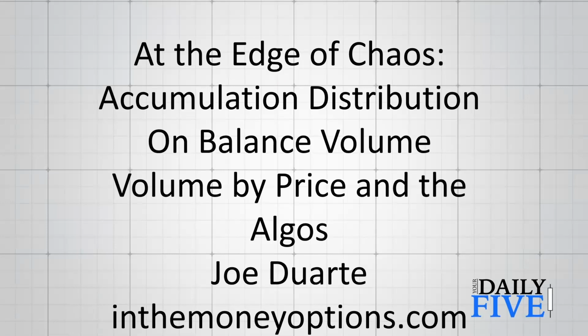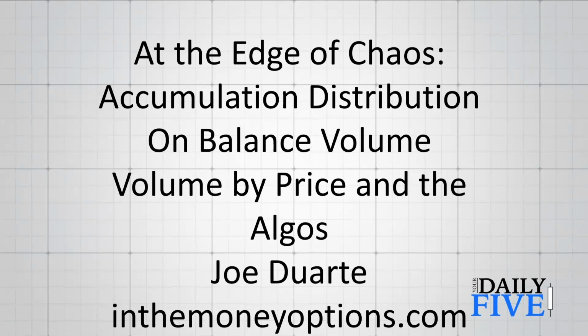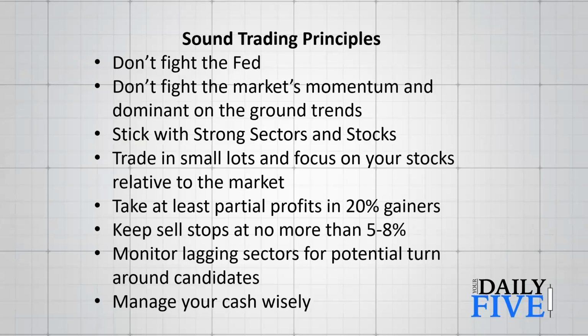Always at the edge of chaos. We're going to talk about 3 indicators today that I use on a regular basis, and they're very useful when dealing with algos. We're going to talk about accumulation distribution, on balance volume, and volume by price. And of course, you can't have a Joe Duarte talk without hearing about the algos, and we'll be hearing about them too.